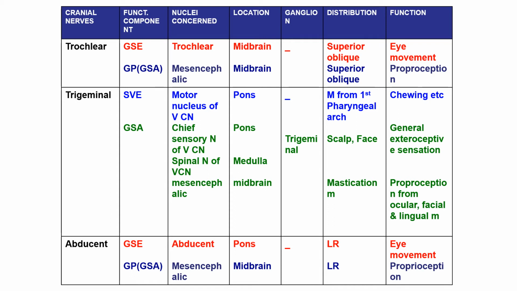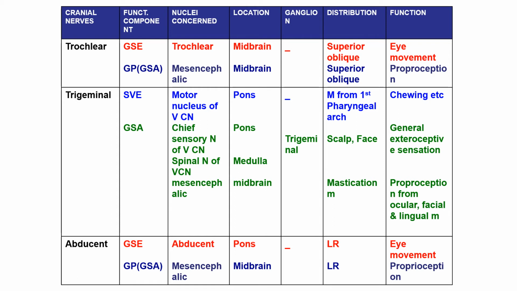Coming to the fifth cranial nerve, that is the trigeminal nerve. The functional component is the special visceral efferent column. The nucleus concerned with the special visceral efferent column is the motor nucleus of the trigeminal nerve, which is located in the pons, distributed to the muscles of the first pharyngeal arch, for example muscles of mastication, and thus helps in chewing, etc.